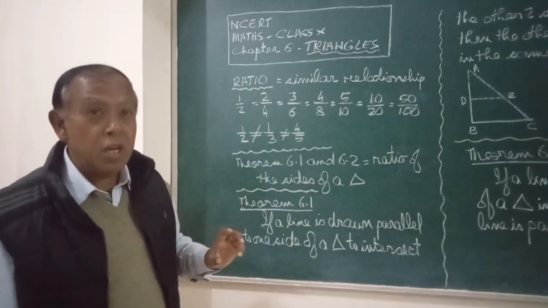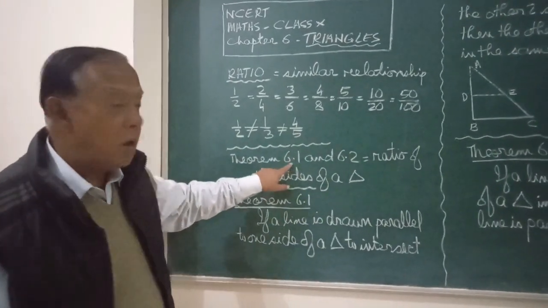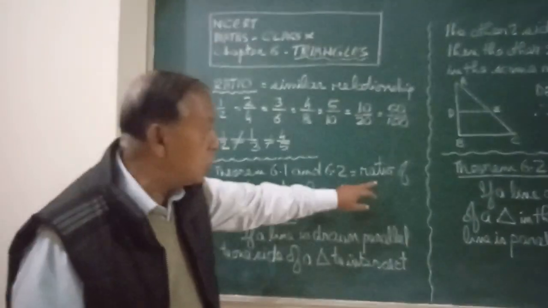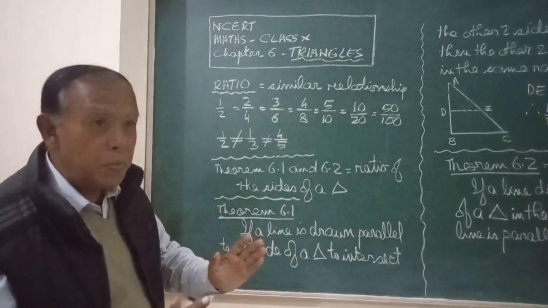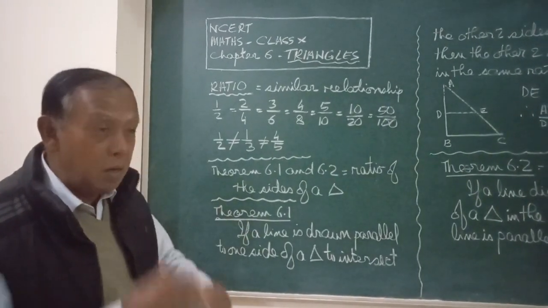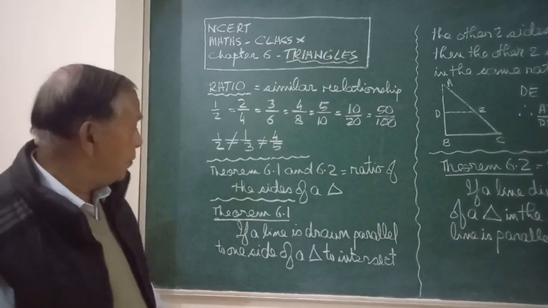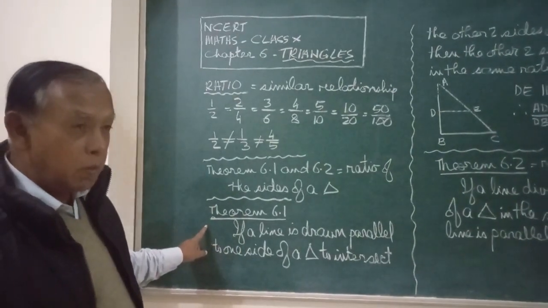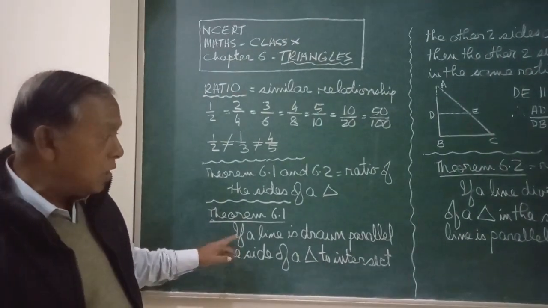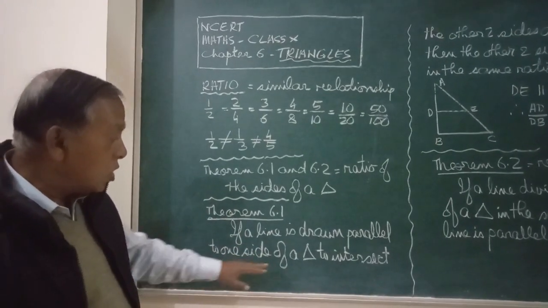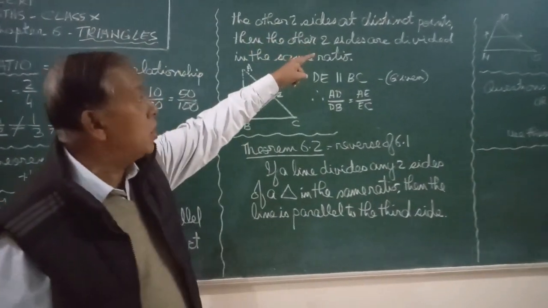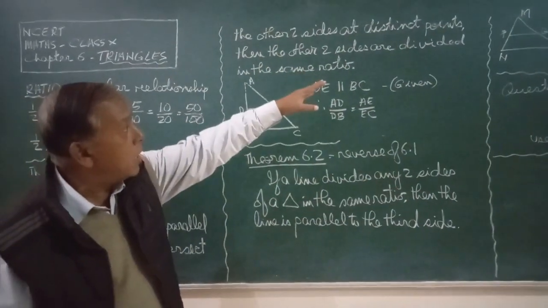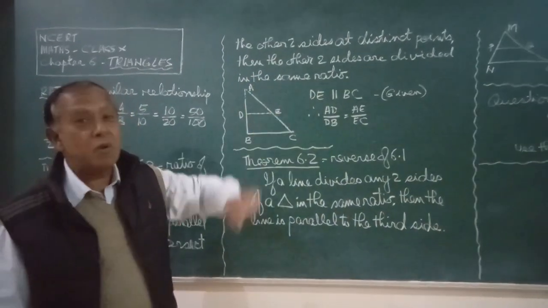And therefore, based on this, we have two theorems. Theorem 6.1 and 6.2. Both are based on the ratio of the sides of a triangle. The relationship between the two sides of a triangle which are divided, so we can say. Therefore, theorem 6.1: If a line is drawn parallel to one side of the triangle to intersect the other sides at distinct points, then the other two sides are divided in the same ratio.